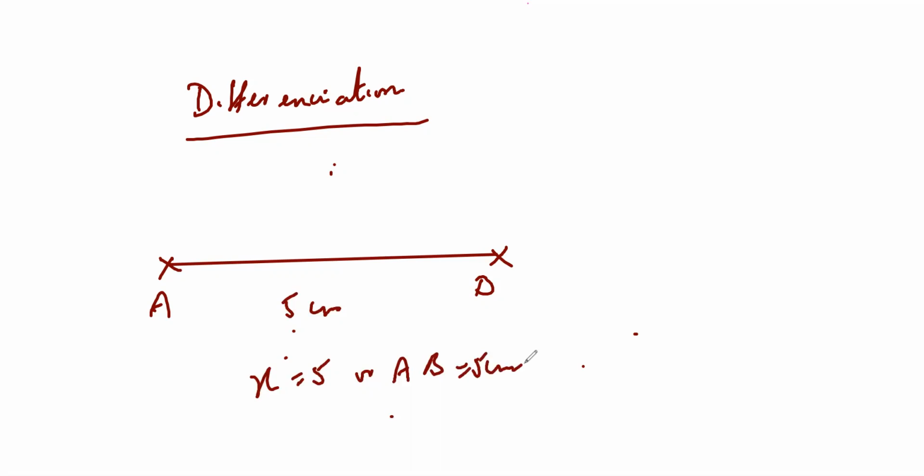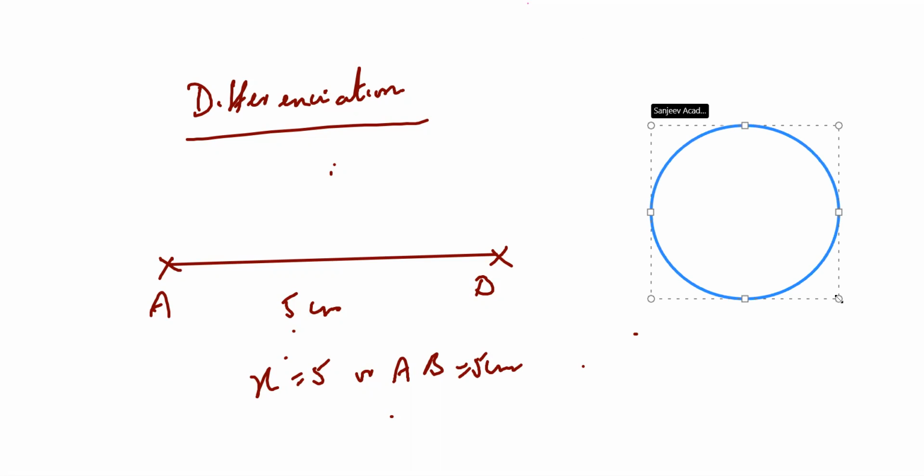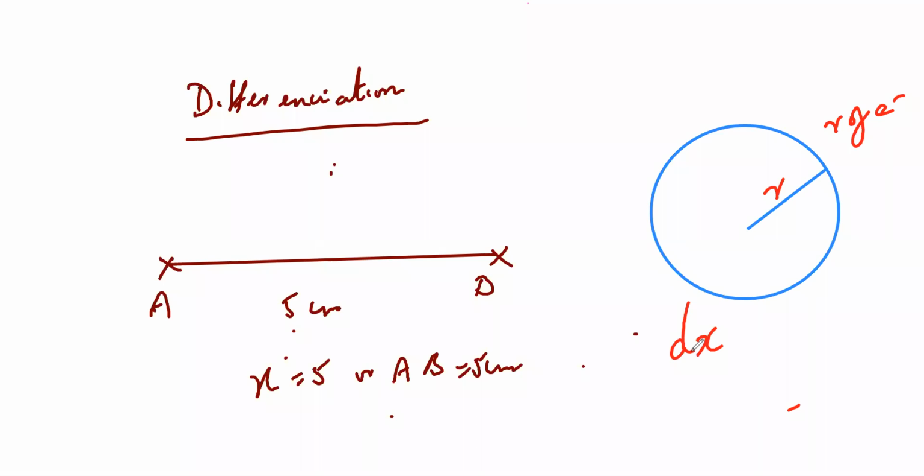But if I take the radius of an electron, that is not centimeter, correct? It is a very, very small size. So instead of x, I'll put something called dx. That is differentiating with respect to x. So for very, very small length, we say dx.